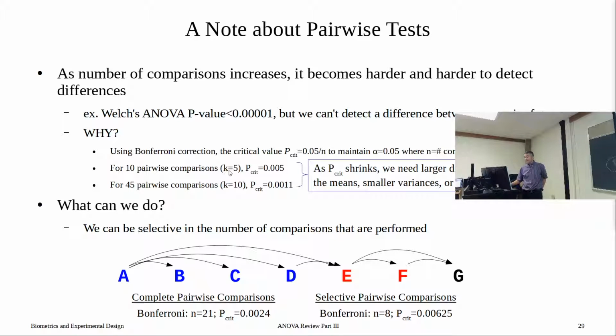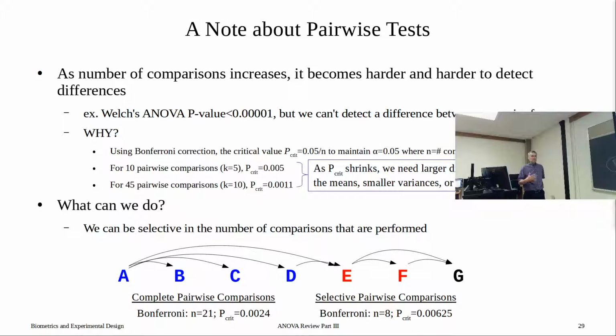If we increase to 10 pairwise comparisons, that's out of 5 different groups. So if you have 5 levels, you're doing 10 pairwise comparisons. If you have 10 levels, you're doing 45 pairwise comparisons, and our critical value drops to 0.0011. And you add even more, it becomes smaller and smaller and smaller.